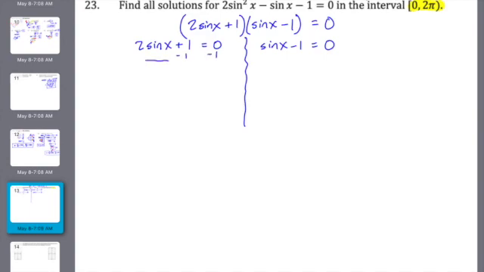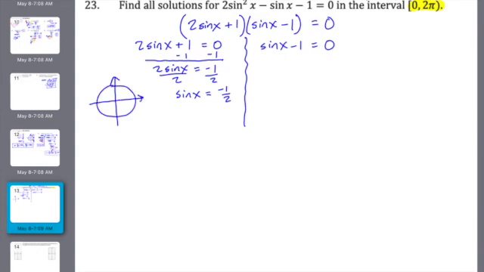So first I'm going to subtract 1 to get this solution on the left-hand side. So I end up with 2 sine x equals negative 1, and when we divide by 2, we end up with sine x is negative 1/2. So we're asking ourselves, where on the unit circle does sine give us a value of negative 1/2? Well, that happens down here at 7 pi over 6. And it happens down here in quadrant 4 at 11 pi over 6.